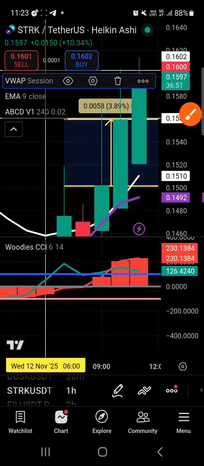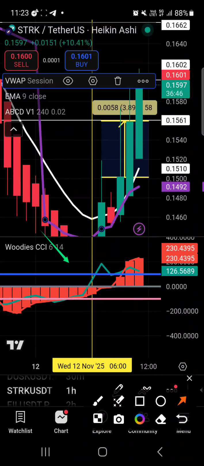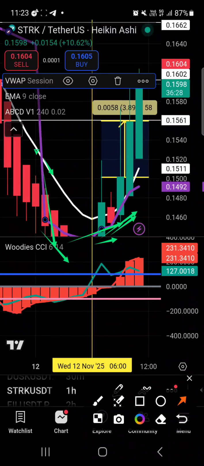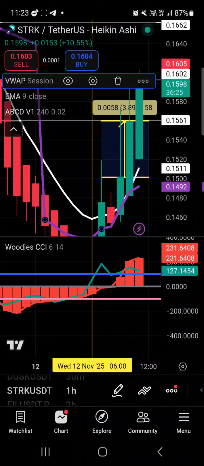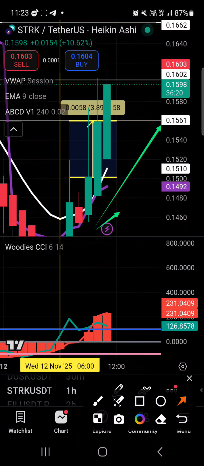Now what matters here, ladies and gentlemen, is these two lines up here. Anytime the VWAP line, which is the volume price, comes below this simple moving average, in simple terms, if the simple moving average crosses the VWAP, pointing up, it means the coin will go up. You see, now it is going up. The coin will pump up.